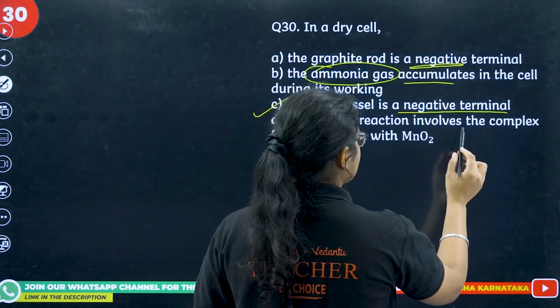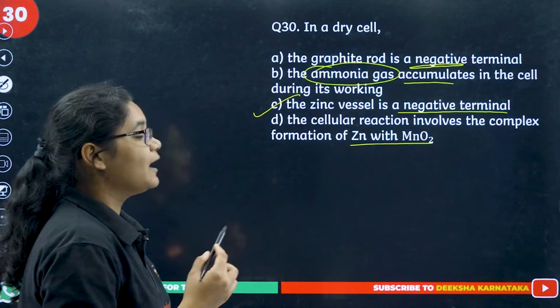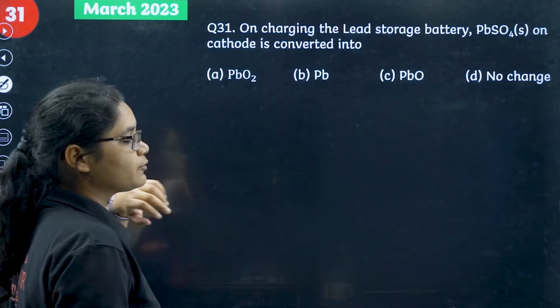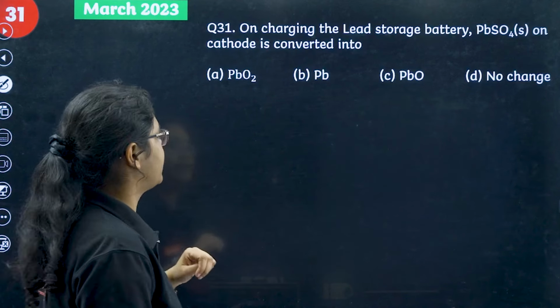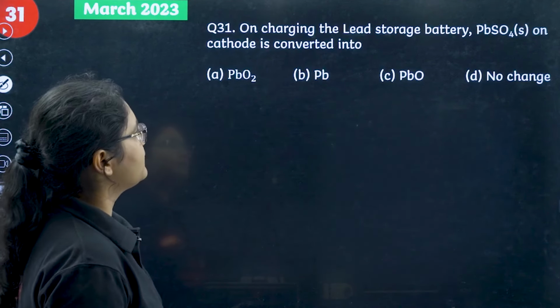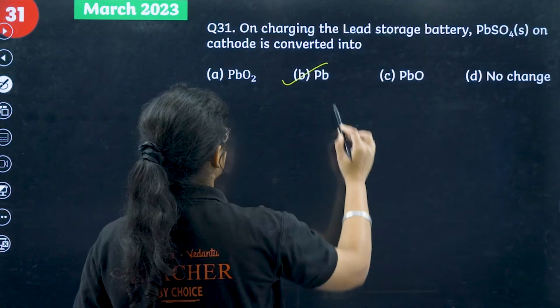The cellular reaction involves the complex formation of zinc with ammonia. Okay. Moving to the next, we'll do some questions from last year. 2 questions are there. So 2023, on charging the lead storage battery, PbSO4 on cathode is reduced to Pb.